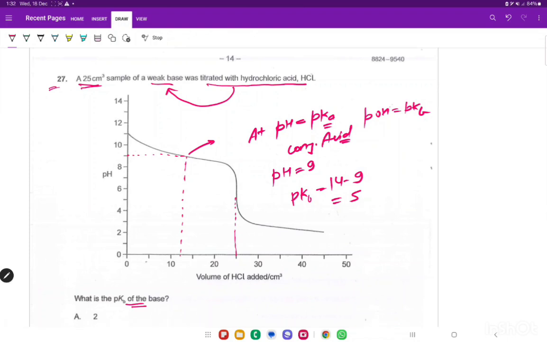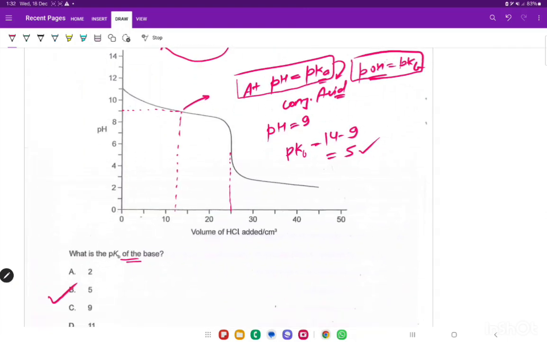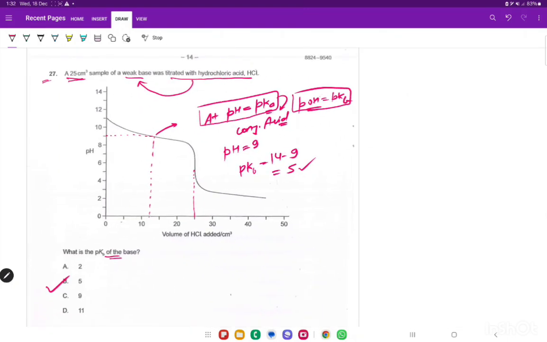At half neutralization point, the pH equals pKa for the conjugate acid of this base. Therefore, pOH equals pKb. Hence, pKb equals 14 minus 9, that is equal to 5. pKb for this base will be 5. Answer is B. Answer is B for question 27.